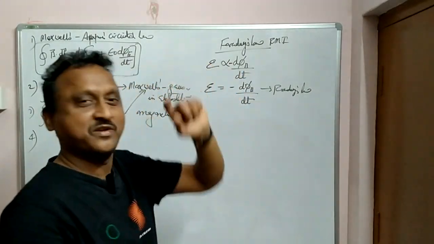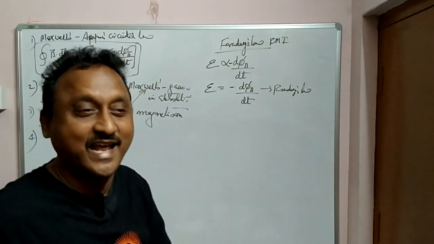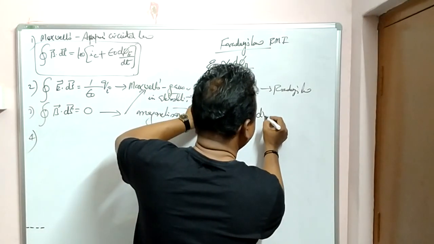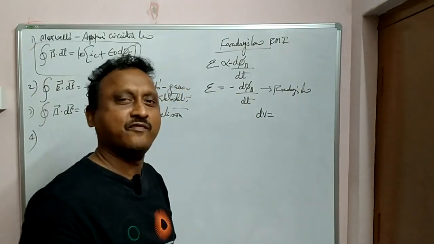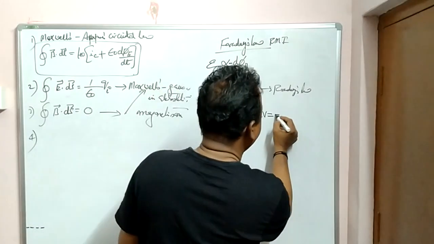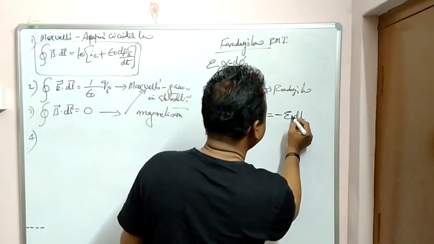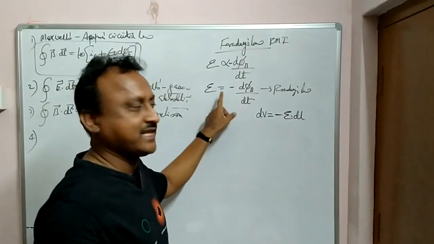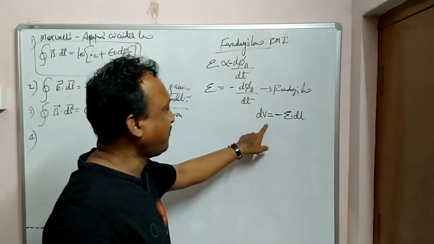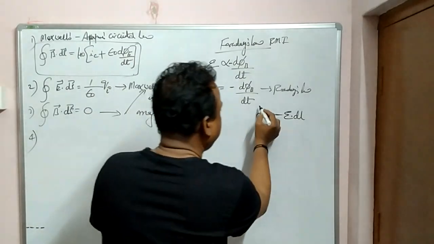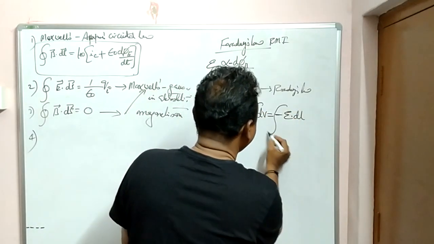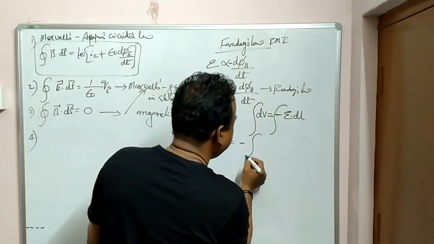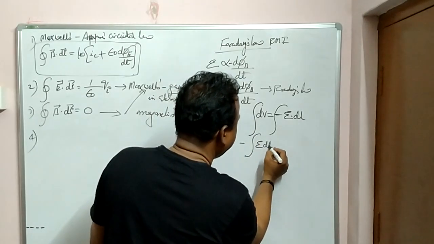He has changed this equation also, as Maxwell's Faraday's law. Whenever there is EMF, there is a potential. What is the formula for potential? dV is equal to minus E dl, or E dr, or E dx. Whenever there is induced EMF, there is a potential. So what is the total potential developed? Integrated: integral dV, V is equal to minus, I'll take it outside, integral E dl.